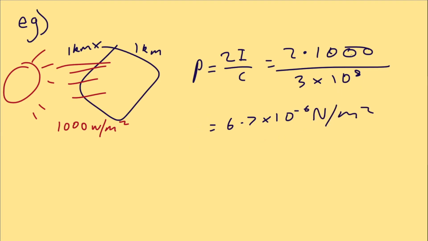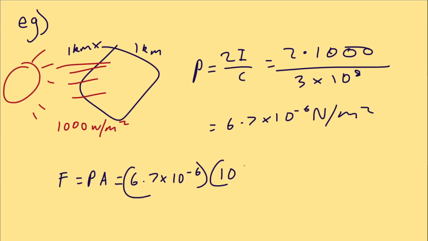With this information, are we able to find the total amount of force pushing on our solar sail? Let's find the force with our force formula. Force is given by pressure times area. Pressure, which is 6.7 times 10 to the power of negative 6, times area, which is 1 kilometer times 1 kilometer, which is 10 to the power of 6 meters squared, equals 6.7 newtons.